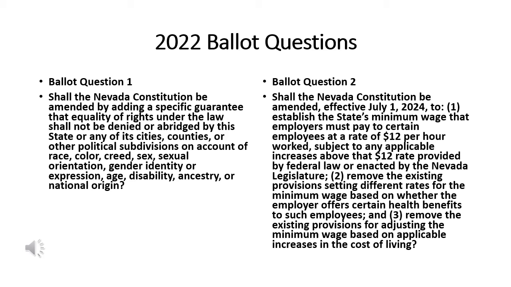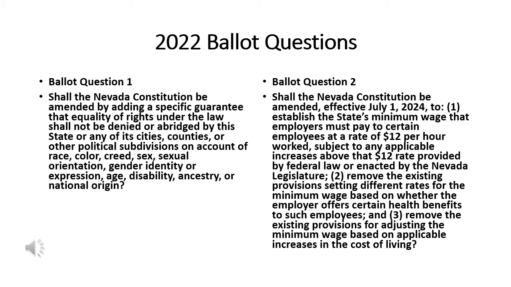Number 3, remove the existing provision for adjusting the minimum wage based on applicable increases in the cost of living. So in the Nevada Constitution, it provides for a mechanism to increase the minimum wage based on increases in the cost of living or inflation. The cap on that, however, is 3%. It can't be more than 3%. Proponents of ballot question 2 do not think that this is sufficient for advancing the minimum wage to where it needs to be, so they would like it removed.